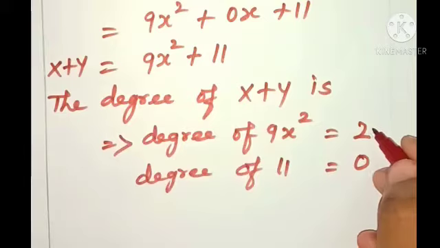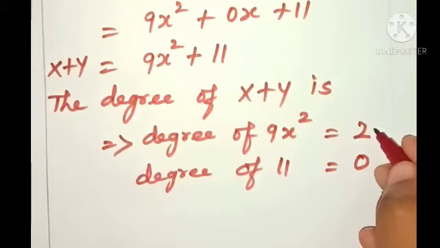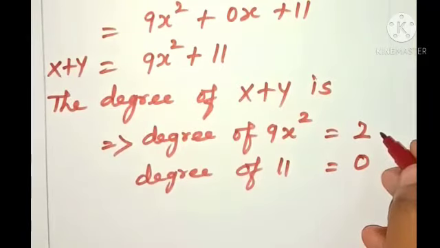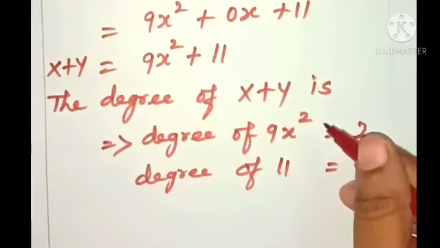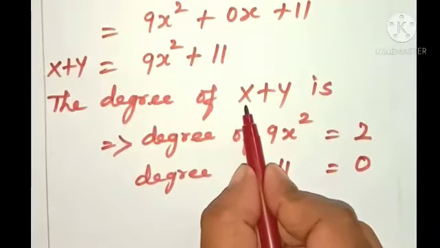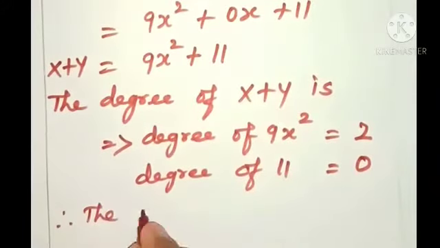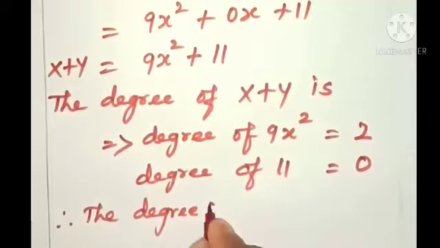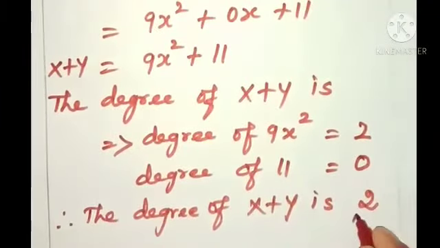Now we get the degree of the terms as 2 and 0. And here 2 is the degree of the term 9x square. It will be the degree of the expression. Therefore, the degree of the expression is 2.